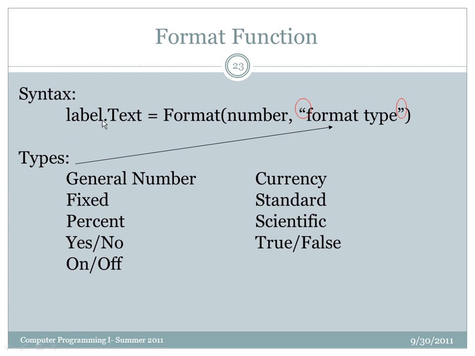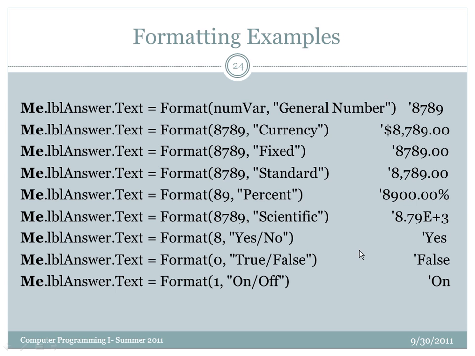For example, again, this is the basic syntax. Label.text equals format, whatever your numeric variable is, comma, and then whatever the format type is within quotation marks. This is another way to write currency. You can simply spell currency out. You can also do a general number, a fixed number, a percent sign, yes or no, on or off. Again, currency, standard, scientific, and true or false. This is what all of that looks like.